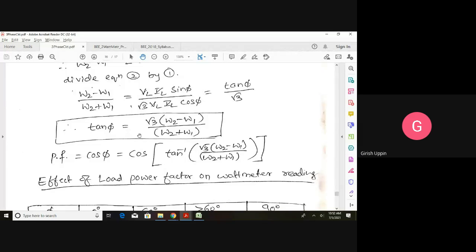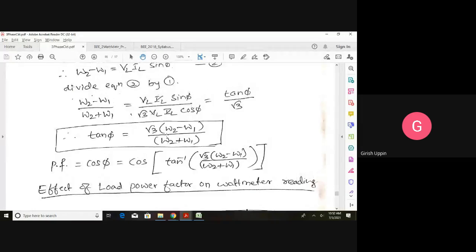So this is a very important equation. What is the angle φ? Angle φ is nothing but the angle between the phase voltage and the phase current. The cos of this angle would be the power factor. Once you take the tan to the other side, it would be tan inverse of this, and you find the cos of that angle. So you have to remember this formula. Totally 4 formulas you have to remember.